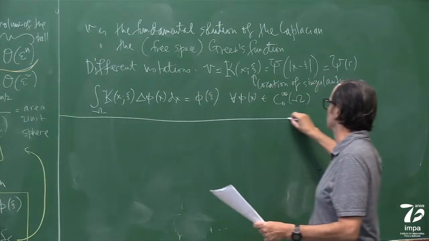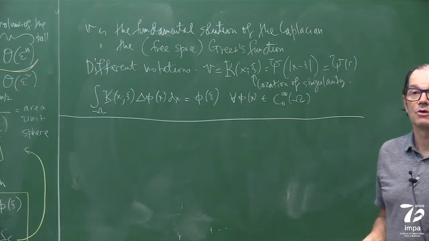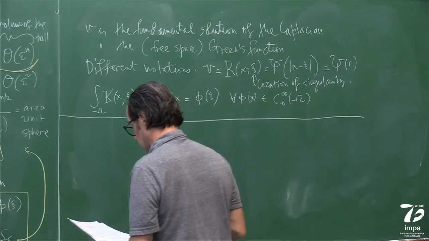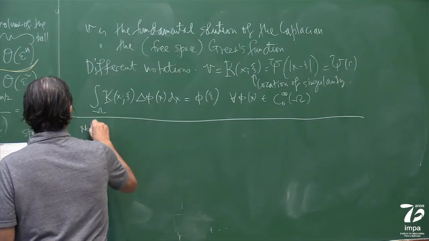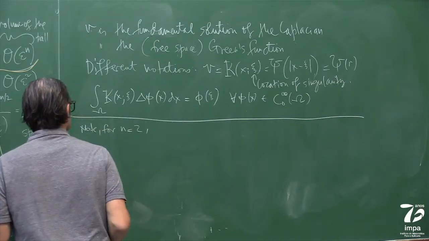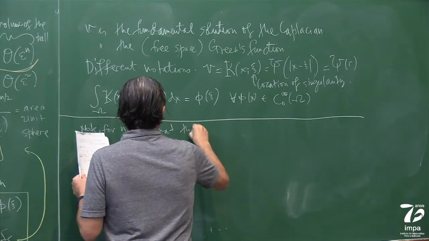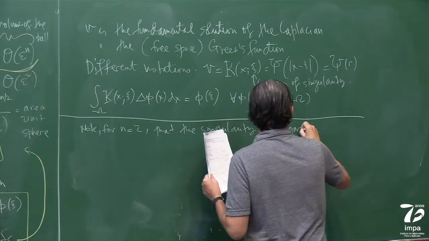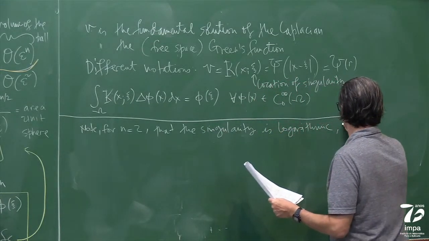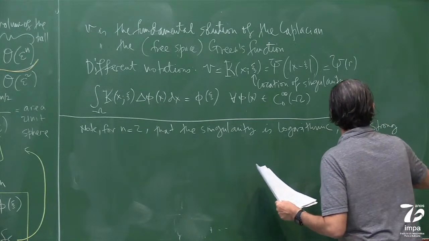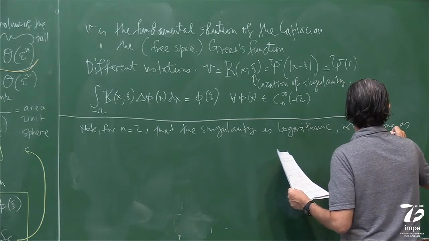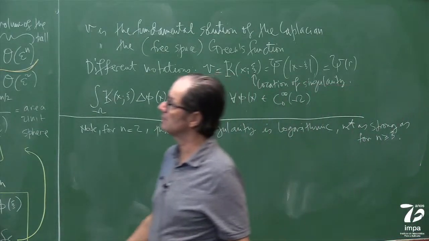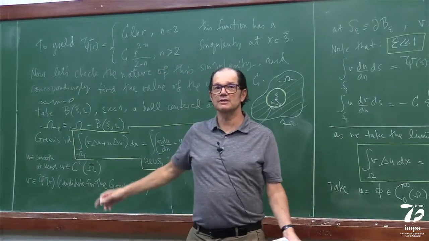Now let me show you some interesting physical interpretations we can take out of this at some point weird or funny looking function, because it's a generalized function, a distribution. So note, for n equal to 2, dimension 2, the singularity is logarithmic. That is a weaker one, not as strong as for n greater or equal than 3. We can just look up here: a logarithmic integral is integrable.